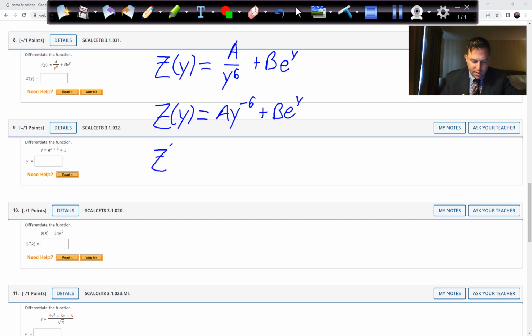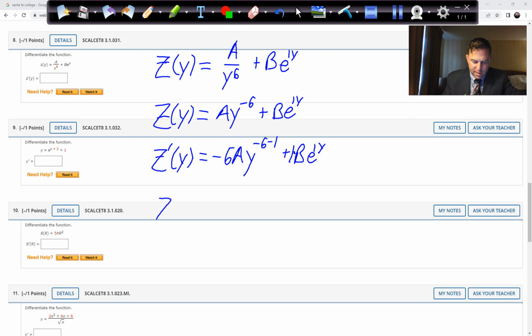Okay, and then the derivative z prime of y would be bring the minus 6 down times the a, and we can write it in that order, y to the minus 6 minus 1 plus, literally this second term doesn't change at all. So because this is a 1 in front of the y, this would just be b times 1, but it doesn't change it.